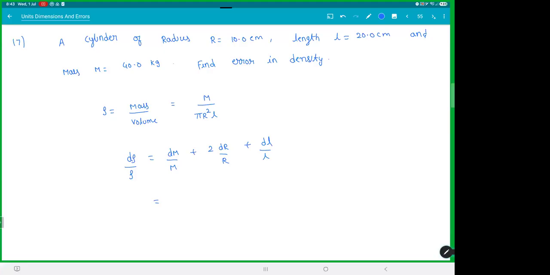So dm would be 0.1 by 40, plus 2 times 0.1 by 10, plus 0.1 by 20.